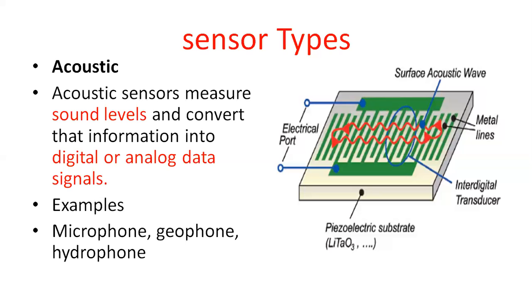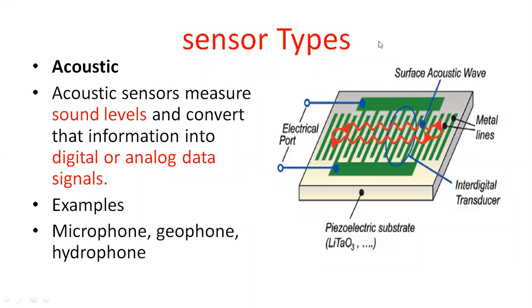For example, sometimes there is acoustic echo voice. Whatever voice is delivered by you, that comes back into your ear. That's called echo voice here. The acoustic sensor measures the sound levels, and whatever those levels may be, it converts them into information, into digital or analog signals.